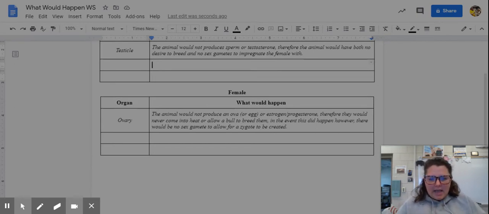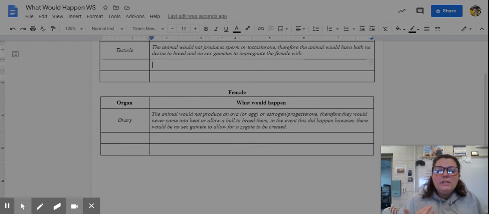But in the event, again, that does happen, there is no sex gamete. There's no ova. There's no egg. There's nothing for the sperm to combine with to create a zygote or to create an offspring. So again, even though in a fantasy world she lets the male breed with her, it's never going to produce anything, because her ovary is not producing ova.